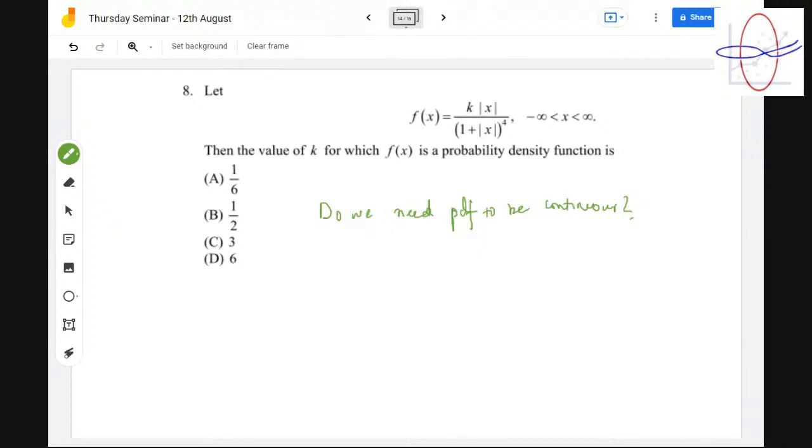No, no, no. First define a PDF. So that's why you don't even know the mathematical definition of PDF. How will you answer this question, whether a discrete random variable has a PDF or not? That's why definitions are important.